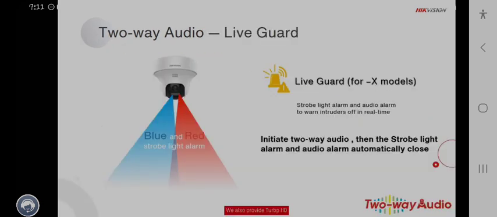We also provide Turbo HD LiveGuard cameras with two-way audio function. When you see a model with X in the suffix of the model name, which means it supports LiveGuard, it can generate strobe light alarm and audio alarm to warn intruders off in real time. When you want to use the two-way audio function for LiveGuard turbo cameras, the strobe light alarm and audio alarm automatically close.